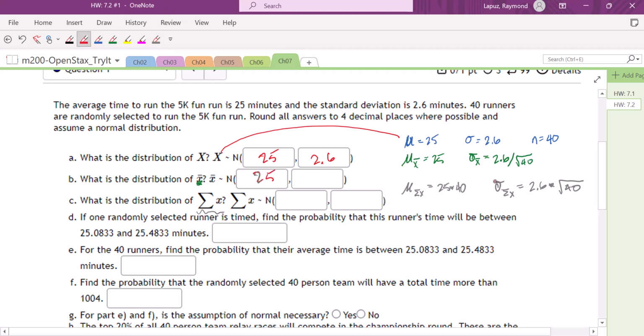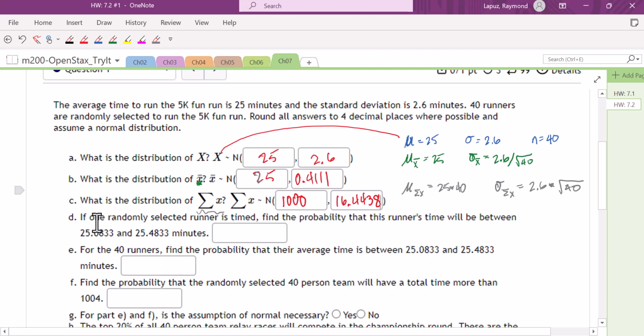And then the standard deviation is 2.6 divided by the square root of 40, which we found to be 0.411. And then it says 0.96, so I'll round off to 1. Now the sum is 25 times 40. I think that ended up being 1,000. And then this, 2.6 times the square root of 40, ended up being 16.44384, so we'll just go to 38. All right. Off to our next question.